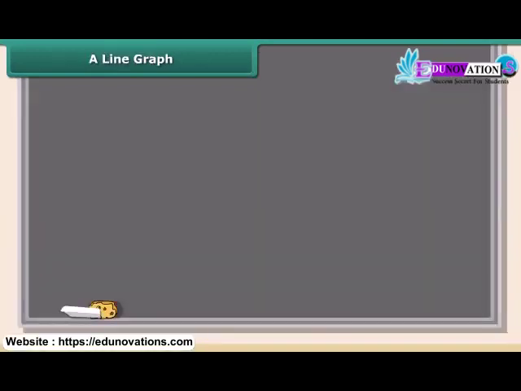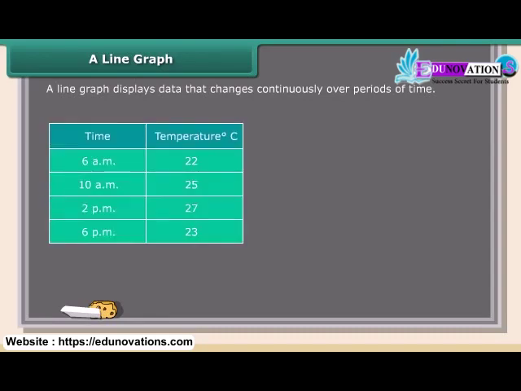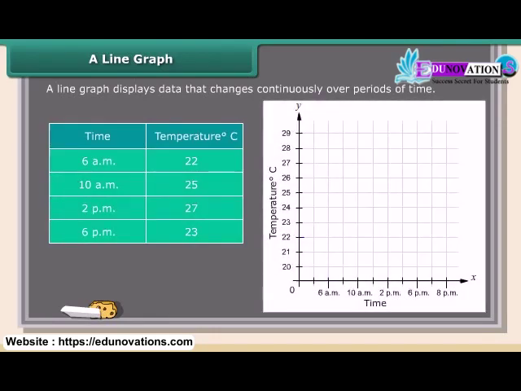A line graph. A line graph displays data that changes continuously over periods of time. The above table shows the temperature of Chennai city, taken every 4 hours for a day. We call this a time-temperature graph. The horizontal line, x-axis, shows the timings at which the temperatures were recorded. The vertical line, y-axis, denotes the temperature.